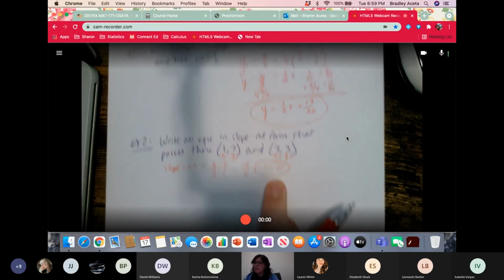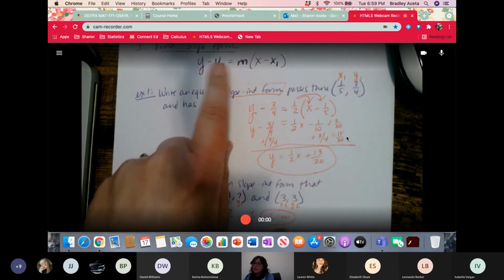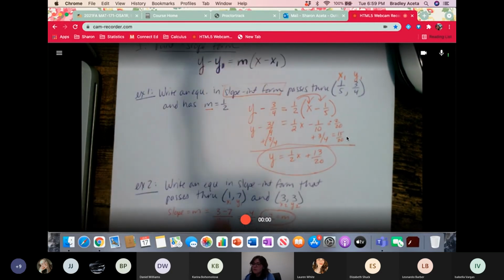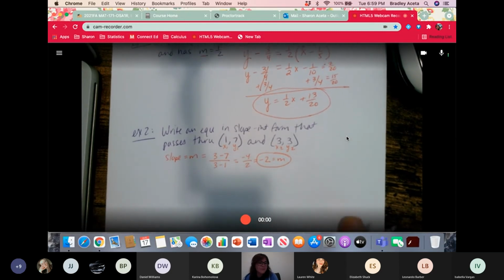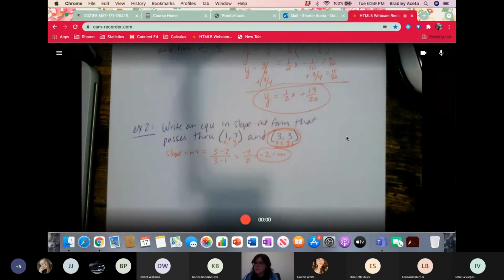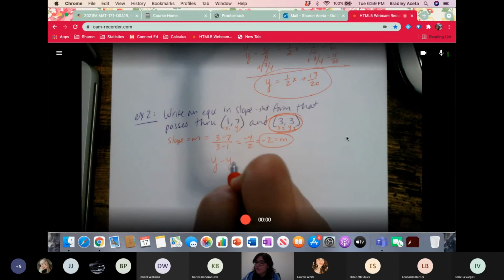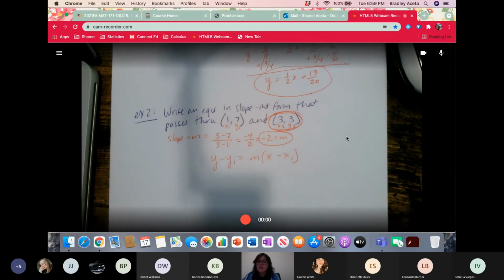So you're going to plug m right in there, -2. What do you do about y1 and x1? Which point do you use? It honestly doesn't matter. You'll get the same answer if you do it correctly. Okay, so I'm just going to pick 3 and 3. So y minus y1 equals m times x minus x1.